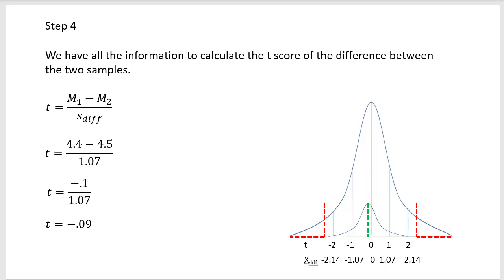So we take t is equal to 4.4 minus 4.5, so that's the mean of group 1 minus the mean of group 2, divided by 1.07, which is what we found back in step number 2. We do a little bit of math. t is equal to negative 0.1, so it's 1/10 of a t-score away from the mean, divided by 1.07, which is equal to negative 0.09. So the difference between our two groups, which was only negative 0.1, is 0.09 standard deviations away from the mean. Not far at all. Let's go into step 5 to see exactly how significant that is.